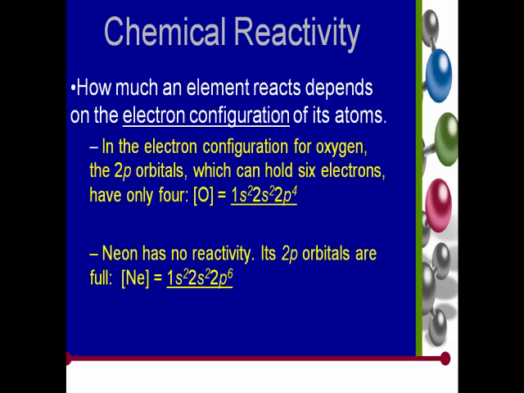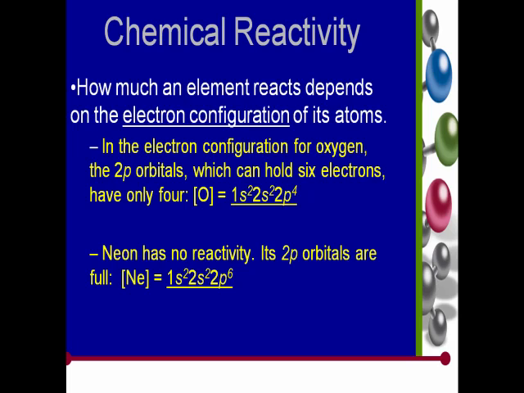In order to talk about the formation of ions, we need to understand chemical reactivity. Remember that chemical reactivity is based upon our discussion of electron configuration. We are going to look at two elements. We're going to start with oxygen. Oxygen has an electron configuration of 1s2, 2s2, 2p4.